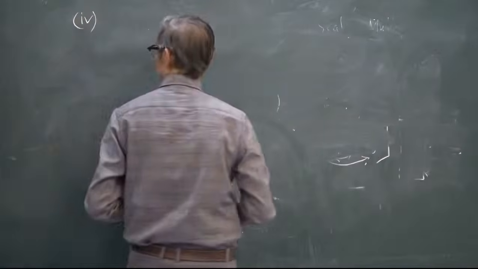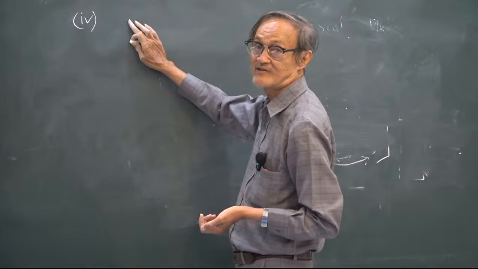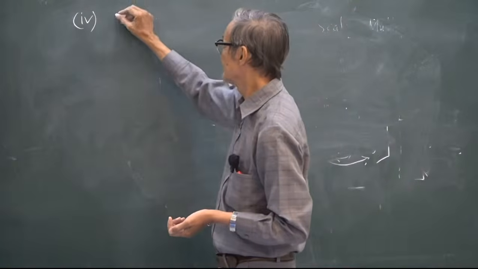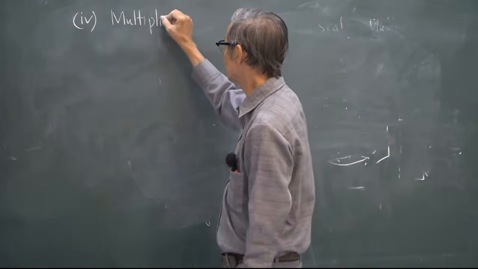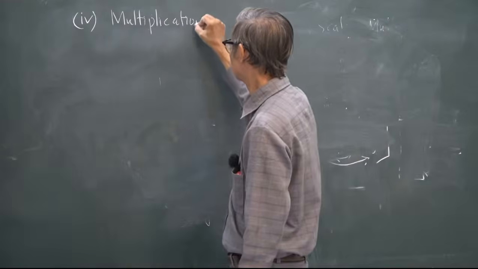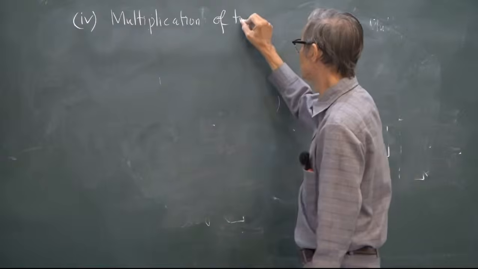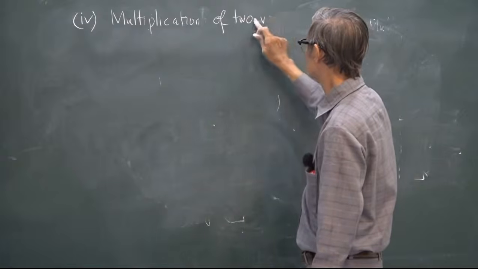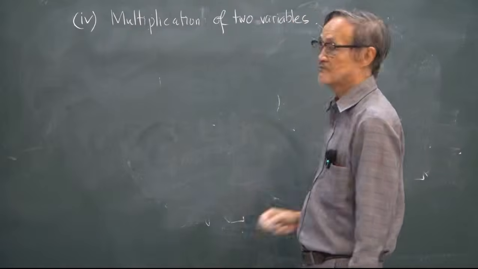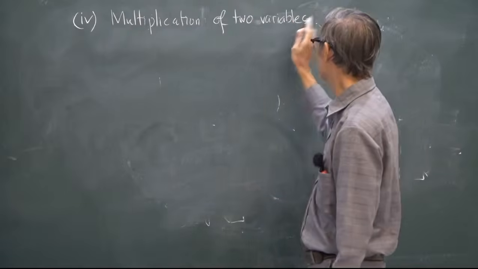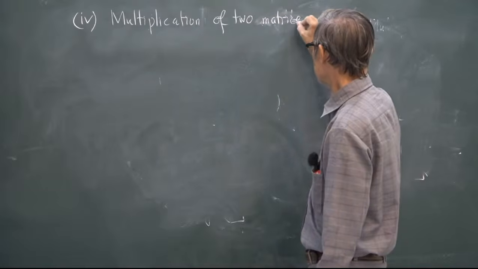Now number 4. This operation is very complex. Multiplication of 2 matrices. Okay.